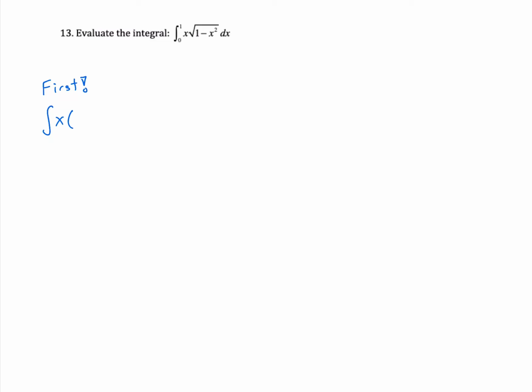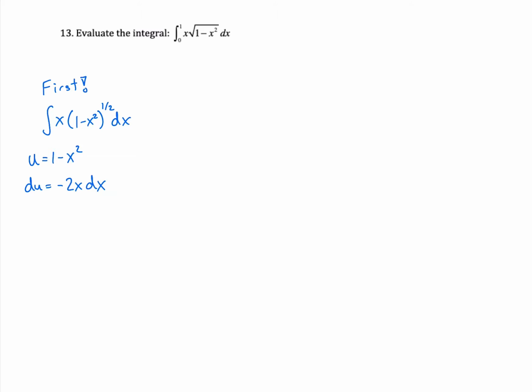Let's change that into the 1/2 power. This is what we want to find first, and then we'll come back and get the definite integral second. This does have a composite function in it. The inner function is going to be 1 minus x squared, and we want to find the derivative of that inner function, which will be negative 2x dx.